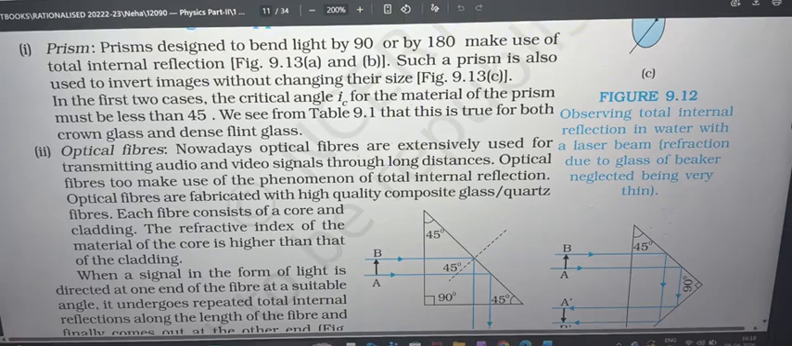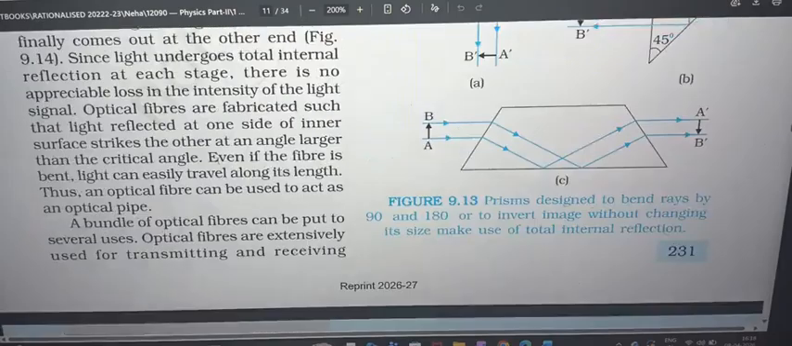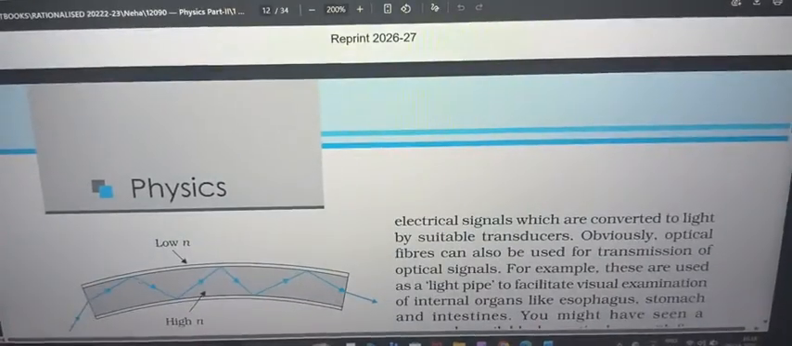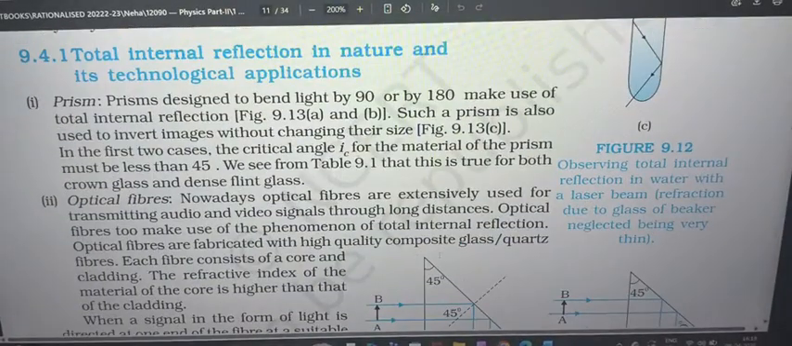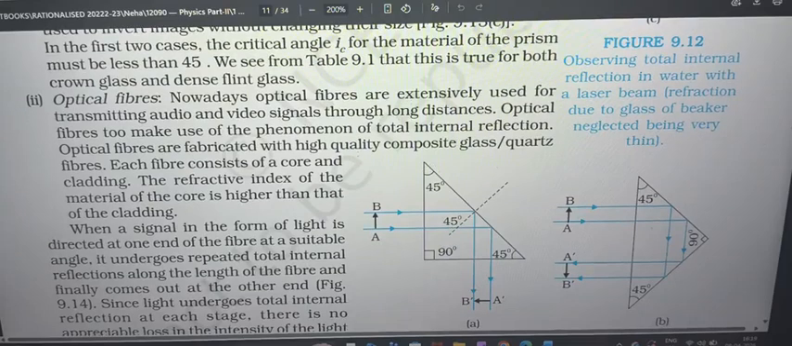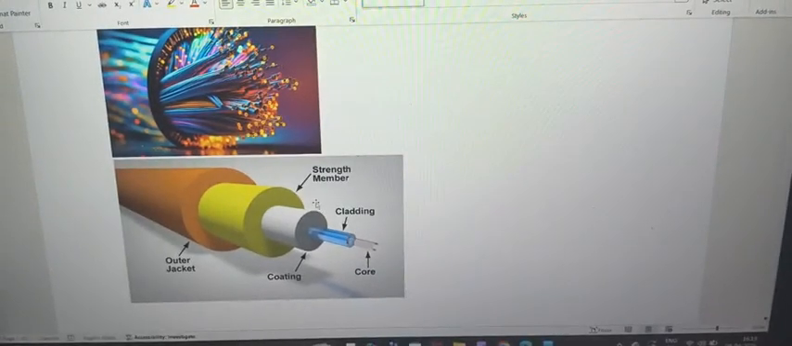Then the next application we see is optical fibers, which are like long tubes that can transmit audio and video signals. It is used for these purposes, and it is also using total internal reflection, and they are generally fabricated with glass or quartz fibers. There is something called core and cladding. If you see over here, this is the optical fiber, and the core is the interior part, then the cladding is the external part. Generally the core has a higher refractive index than the cladding.